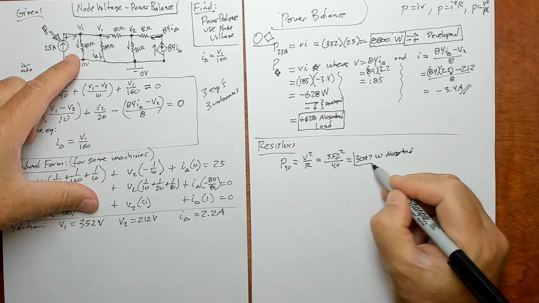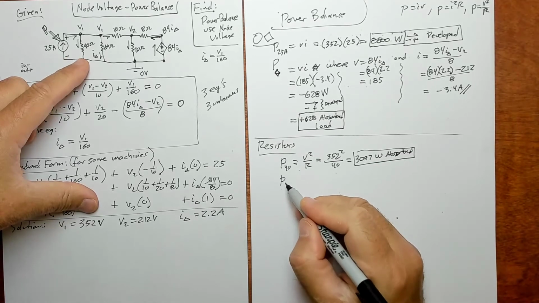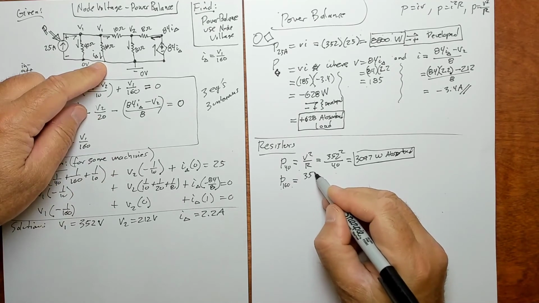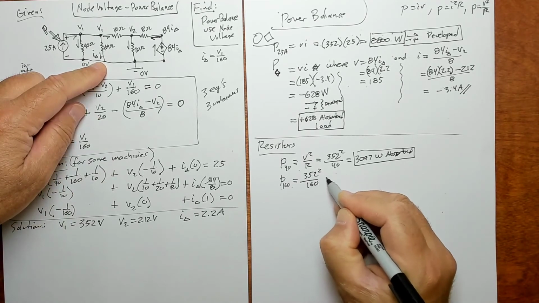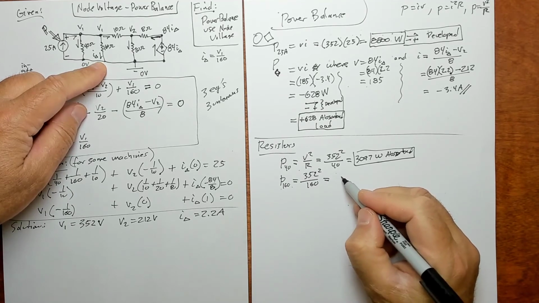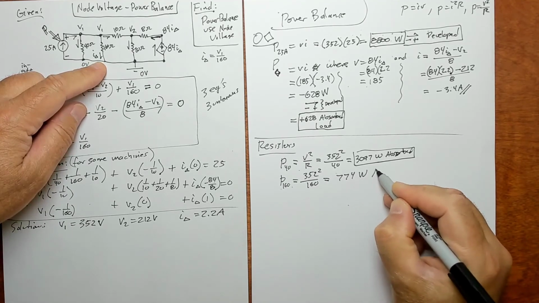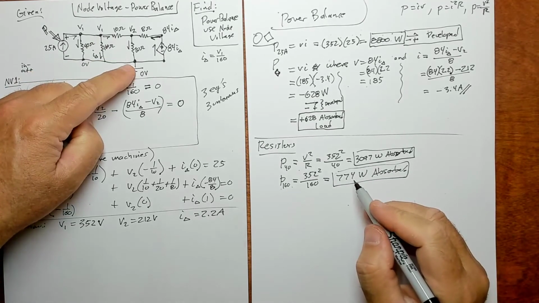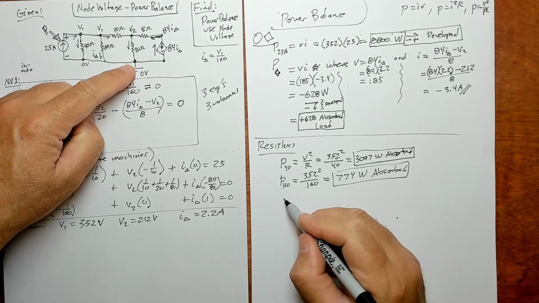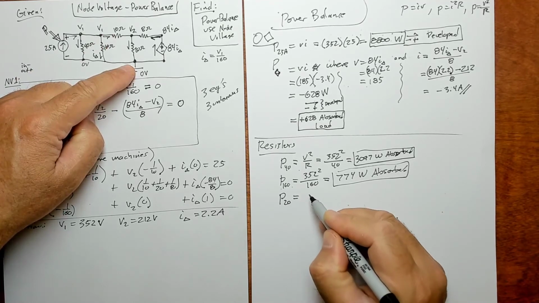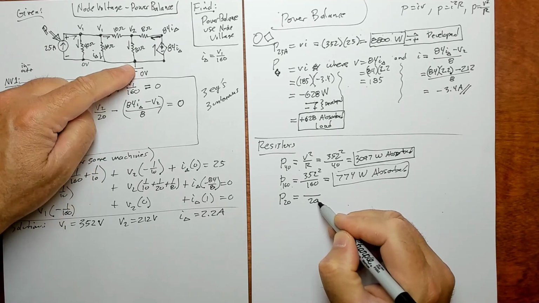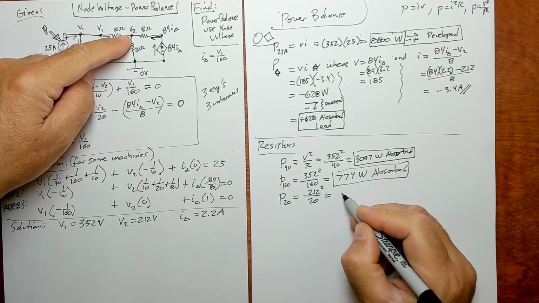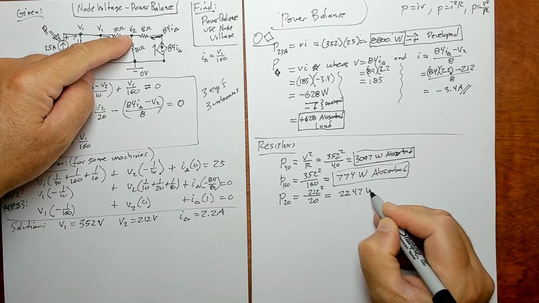because it's a resistor. Let's do the 160 ohm. There we could also use 352 squared over 160. And there you end up with 774 watts absorbed. Let's do V2 next, or the 20. That's the easiest one to do right now because the voltage V2 is 212 volts squared over 20. That's going to give you 2247 watts absorbed.